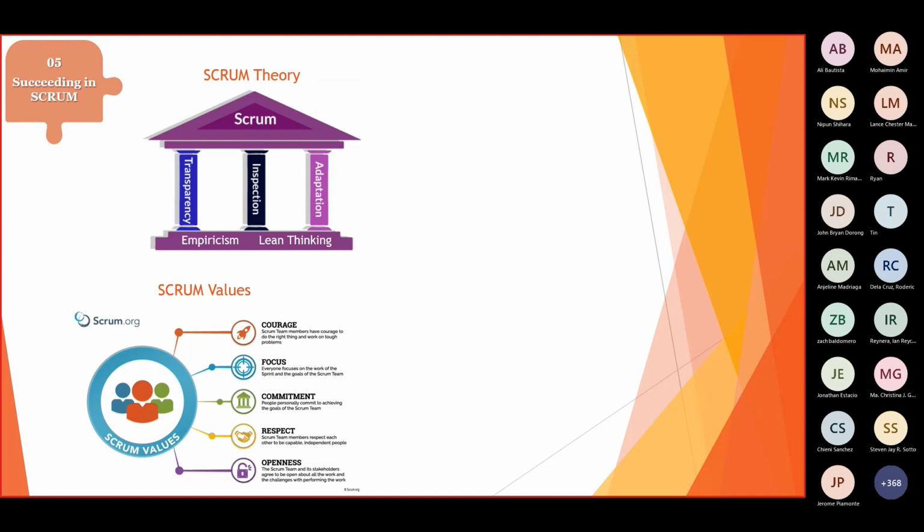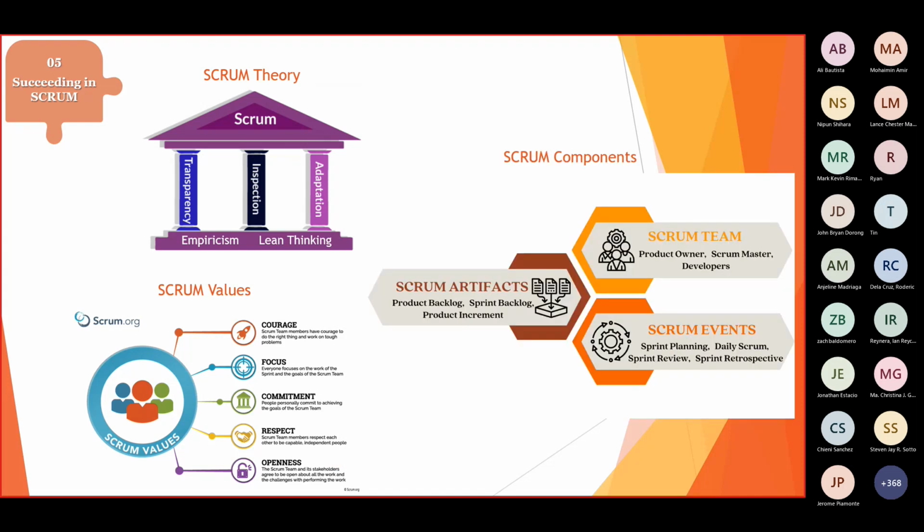So apart from knowing the theory and the values, you should also keep in heart the Scrum components that we have. Again, we have the Scrum team. We have the three different roles: the product owner, the Scrum master, and the developers. We also have the three artifacts, which are the product backlog, the sprint backlog, and the product increment. And then the Scrum events, which are the sprint planning, the daily Scrum, the sprint review, and the sprint retrospective.